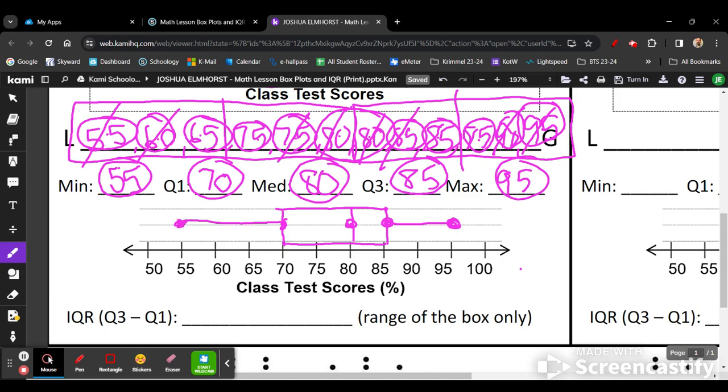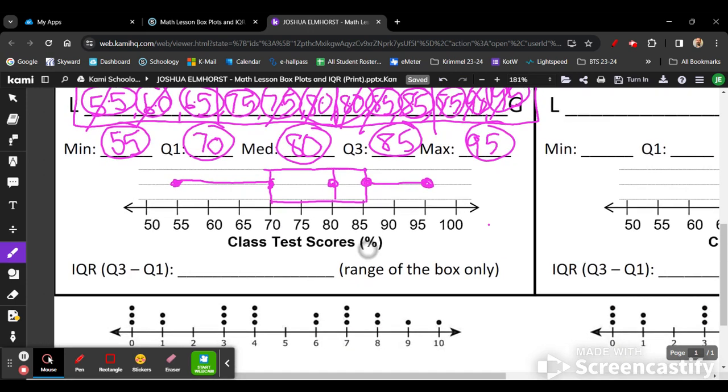These used to be called whiskers. They called it a box and whisker plot, but now they just shortened it to the box plot. So the last part that we're going to look at is the IQR. The interquartile range is your box. You don't have to shade that in. I'm just going to shade it in for emphasis.